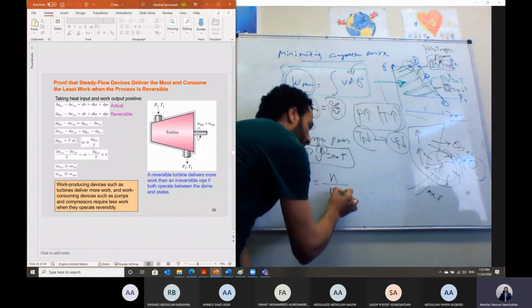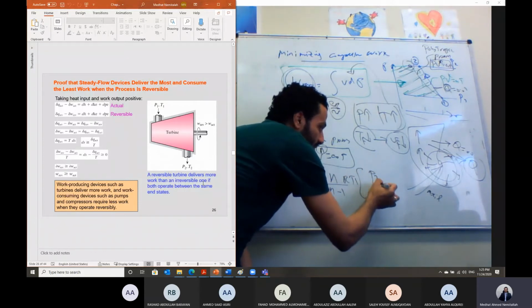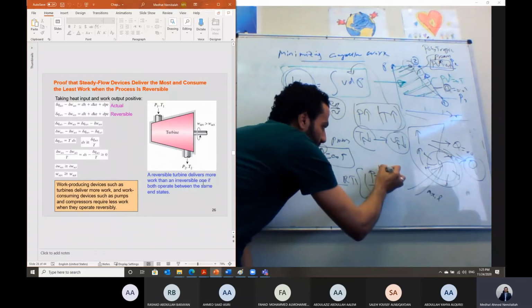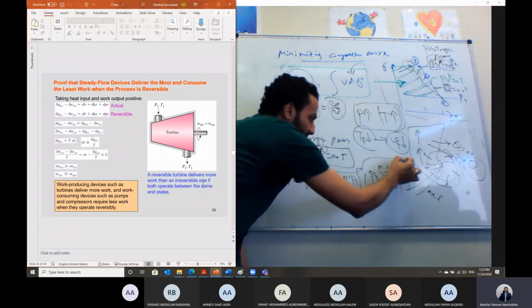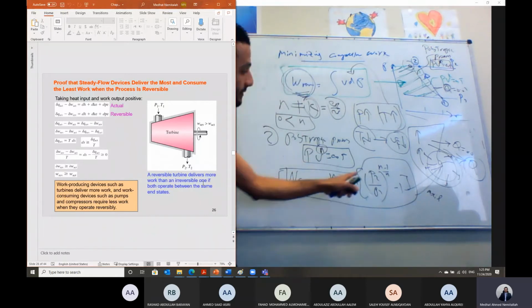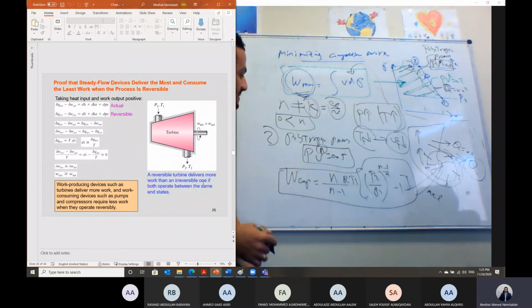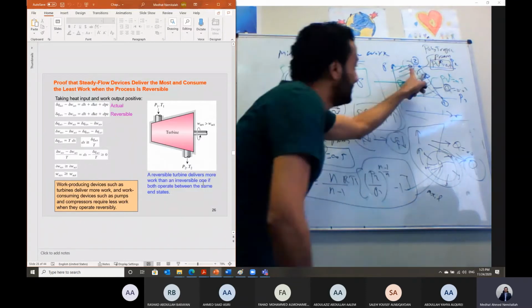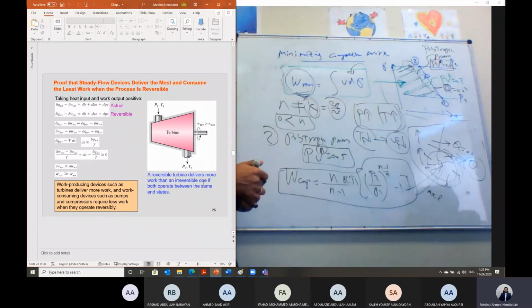It is n over n minus 1, RT1, multiplied by (P2 over P1) to the power of (n minus 1) over n, minus 1. It is just the same relation I developed for the isentropic process, but instead of k, I have replaced k with n. n is called the polytropic index in this case. And this work, in the case of the polytropic process, is less than the work in the isentropic case.